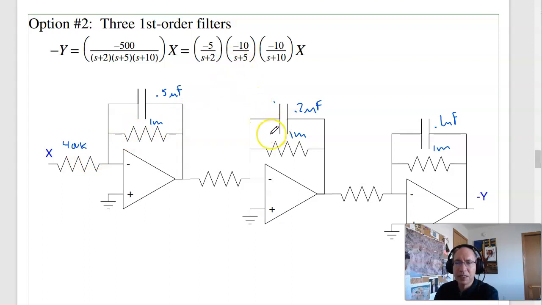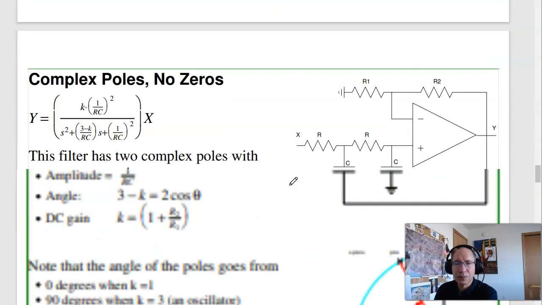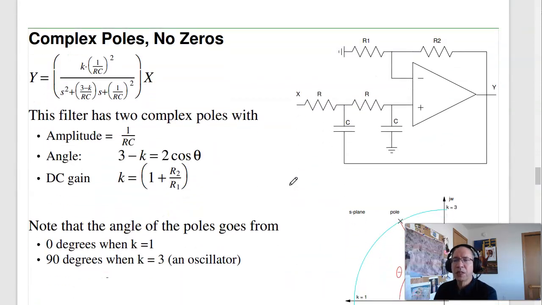This has a DC gain of 2, so this is half a meg, 500K. And this has a DC gain of 1. So this is another way to implement it. Take your pick, either one's fine. This is a little bit better, a little more accurate, but it takes 3 op-amps. So that's with real poles. Real poles are really easy to implement, but they're not very good.